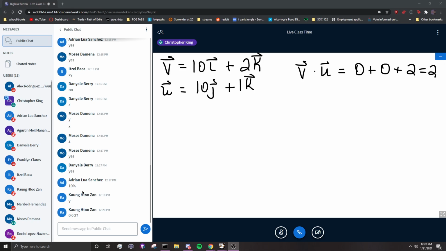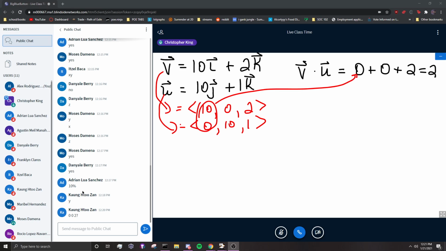Now it may be helpful for you to take these and convert them to coordinate form so you can see. So the first one is going to be 10, 0, 2, whereas the second one is going to be 0, 10, 1. So when we multiply the first ones together, this is why it's 0. Second pieces together, this is why that's 0. Third pieces together, this is why that's 2. Okay. That makes sense, everyone?